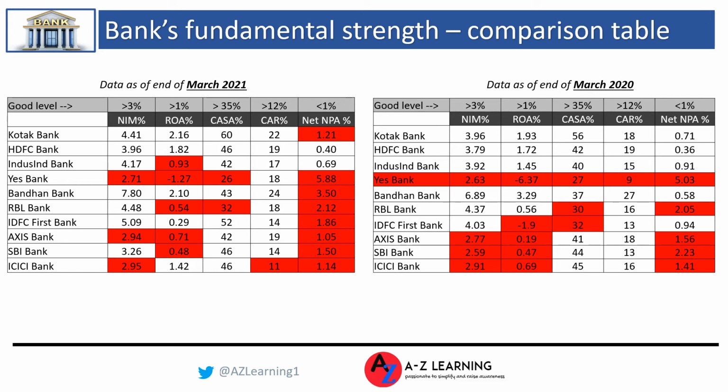Then ICICI Bank, which has three red flags. Net interest margin of 2.95. Their capital adequacy ratio is 11%, which is just under the good level of 12. And their net NPA is also 1.14. So they are marginally over on these two parameters, capital adequacy ratio and net NPA. But as we said, we are comparing here against the good level. ICICI Bank scores three red flags.